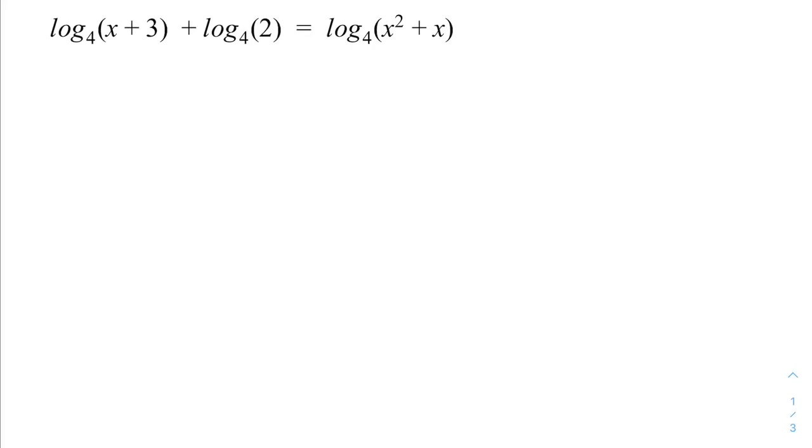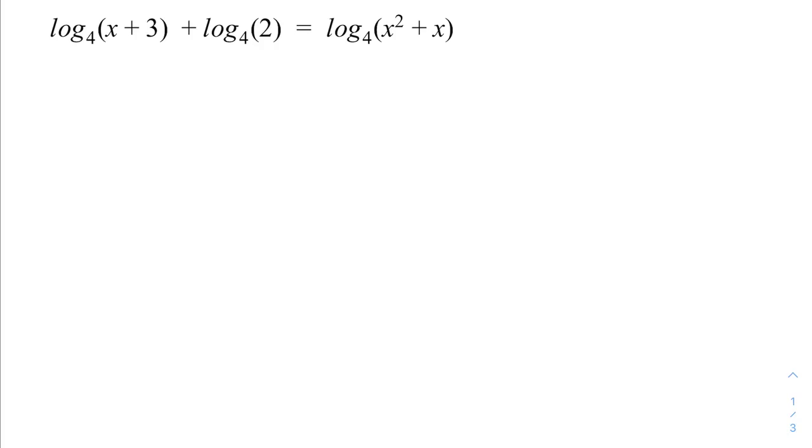So looking at this problem, we've got log base 4 of x plus 3 plus log base 4 of 2 equals log base 4 of x squared plus x. When I'm running through my strategies, deciding which one I want to use, I know it's going to be 1 or 2 because I've got logs involved. And then I just have to decide, am I going to use strategy 1 or strategy 2?